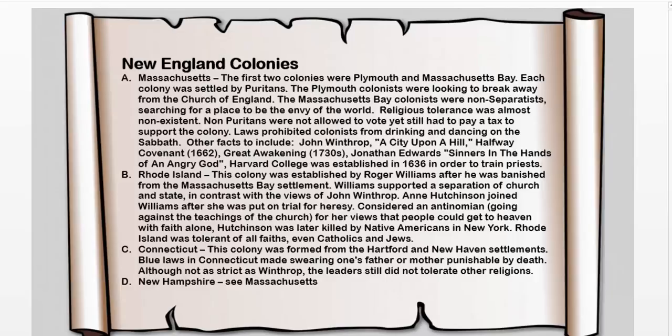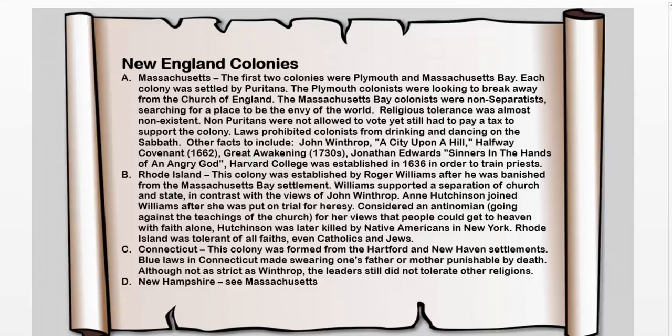Connecticut is more similar to Massachusetts. Connecticut had these very strict laws that you could even be killed if you used your mother or father's name in a swear. And I know that there was no drinking allowed in these colonies, no dancing on Sunday. So Connecticut was as strict as Massachusetts.